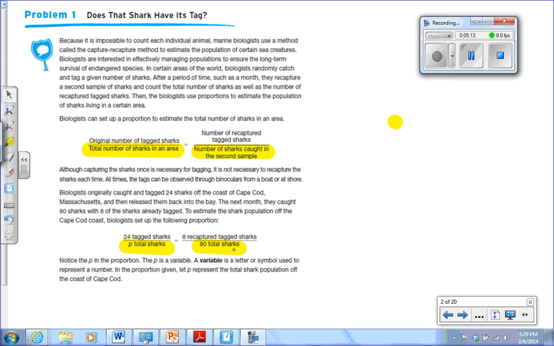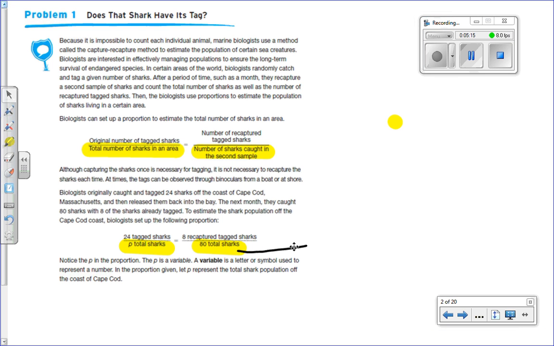So to reiterate one more time, these were the sharks that were recaptured. Remember how they tagged a bunch of sharks and then they went back out and they recaptured sharks? Well, this is the total number of sharks that were caught in the sample, meaning some were tagged and some were not. The ones that were tagged when recaptured were 8. We know that we tagged 24 sharks to begin with, and we do not know the total shark population. That's what we're trying to predict based on this proportional reasoning.